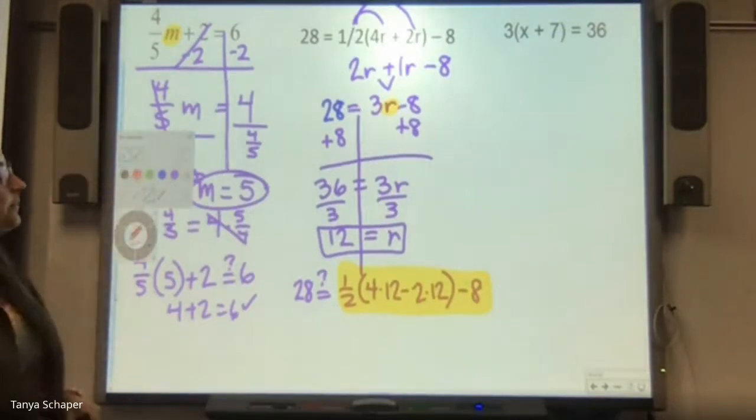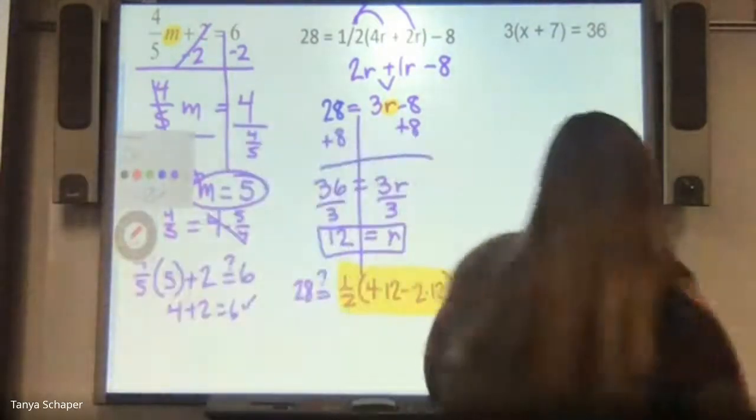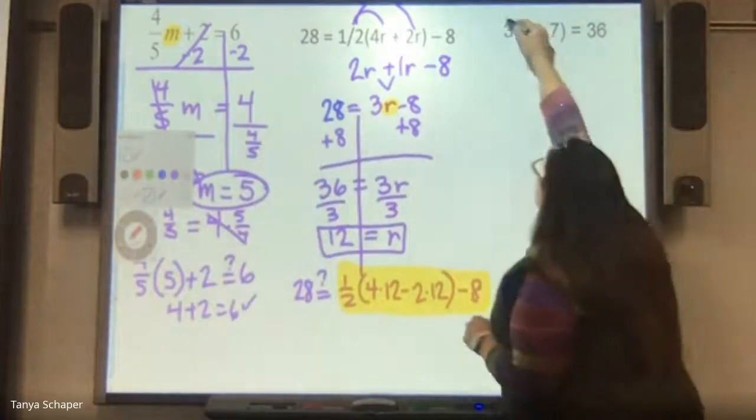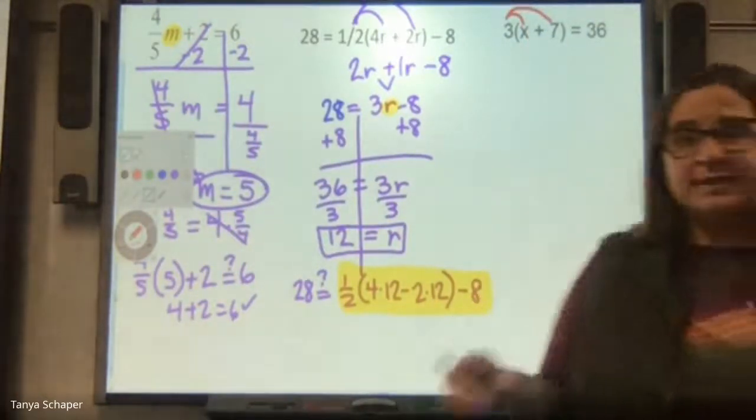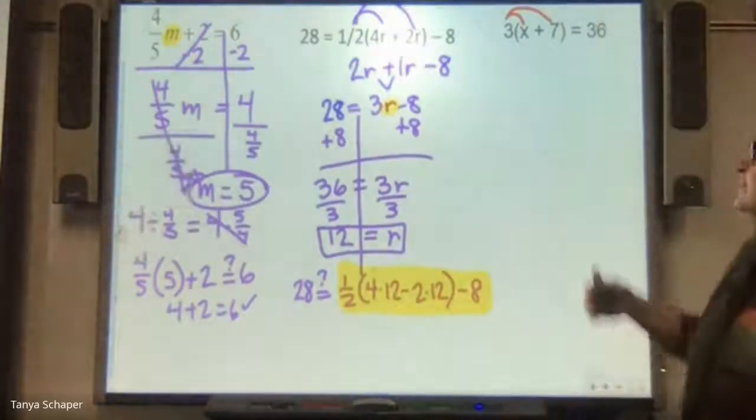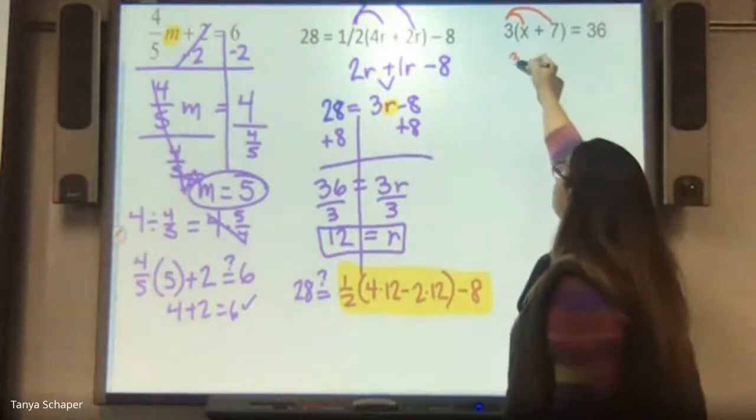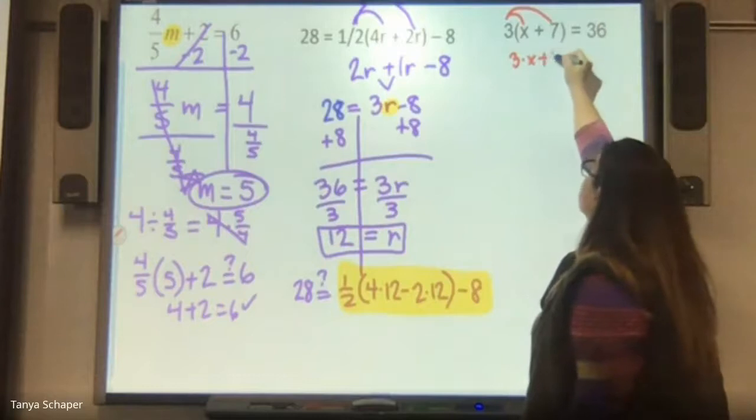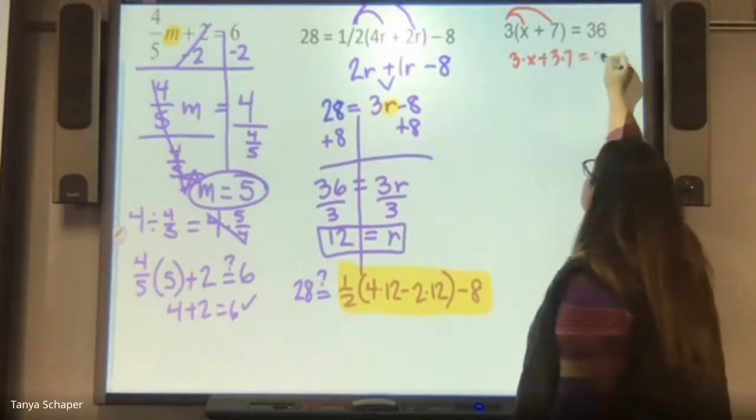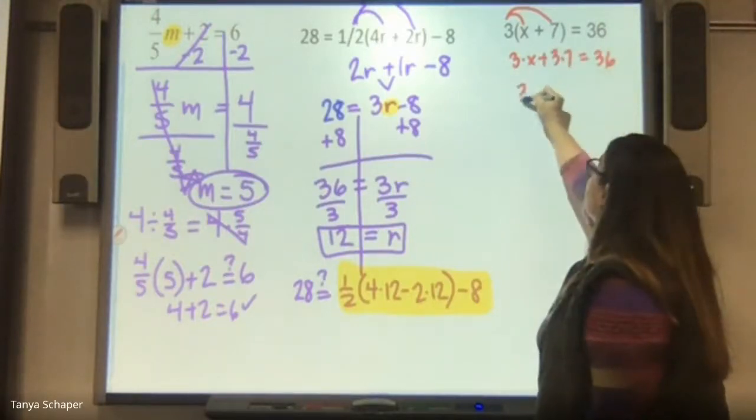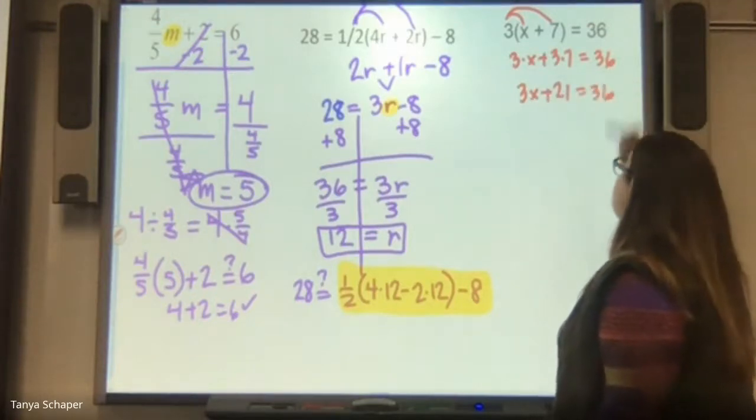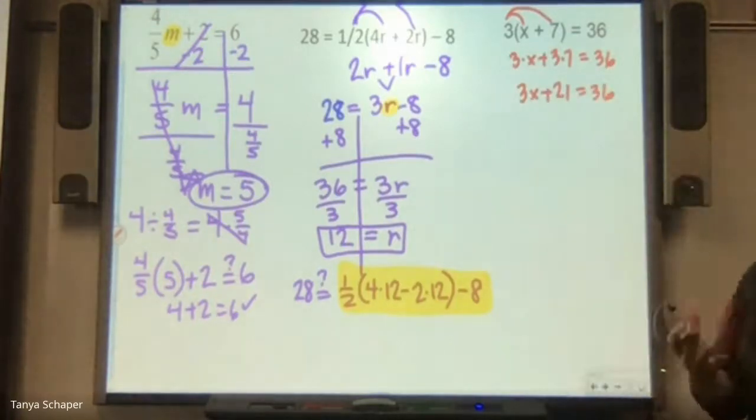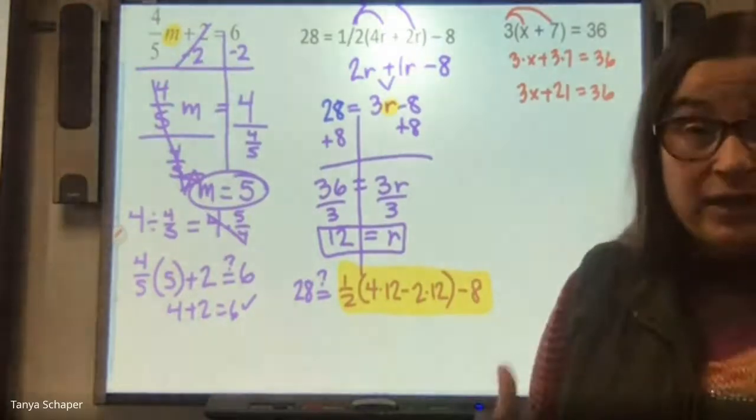Let's switch up to red. All right, one more here. I'm going to take 3 and distribute because when I solve equations, I want to simplify first. So 3 times x plus 3 times 7 is 36. 3x plus 21 is 36. Now I'm all simplified and ready to go.